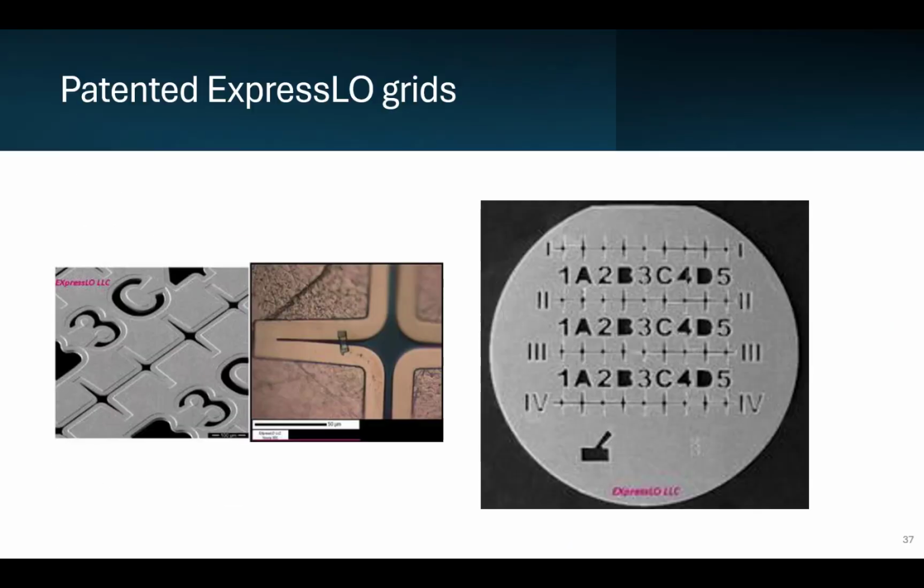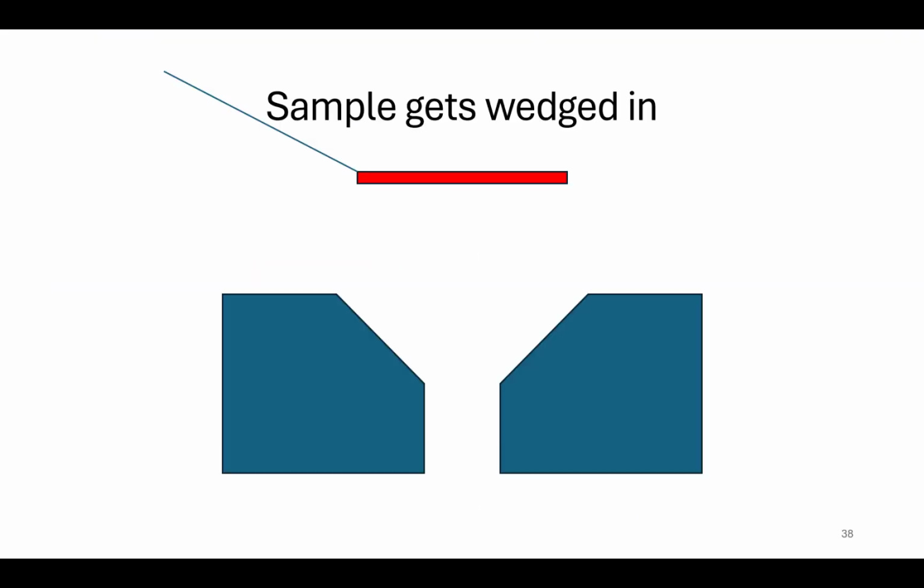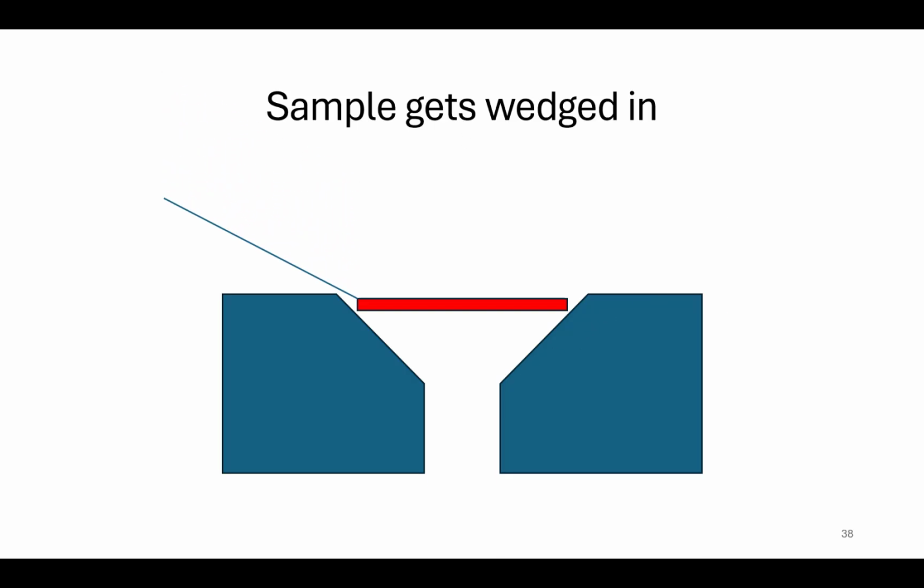So that's why the brilliant Lucille came up with this new grid design, and it's one of those things that's genius just because it's so simple. So how it works is the edges of this grid are beveled so that the sample gets wedged right into this funnel shape. And it's just a friction fit. And apparently it stays there pretty good.